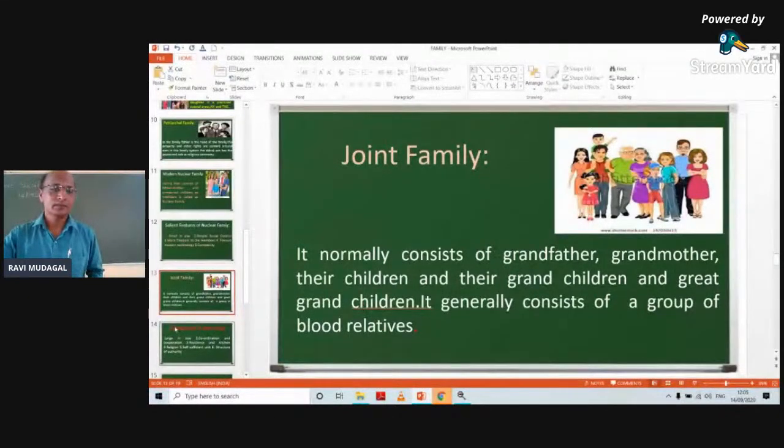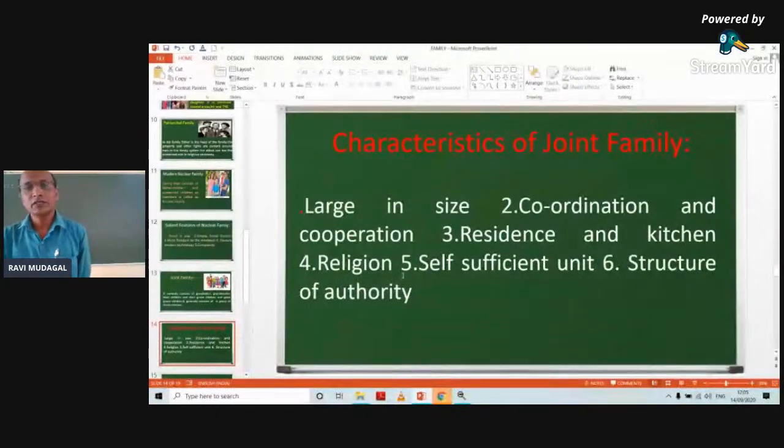See, dear children, what are the characteristics of joint family? In our society, can you see joint families in your respective villages or in your respective areas? Joint families. See, the first characteristic of joint family is large in size.